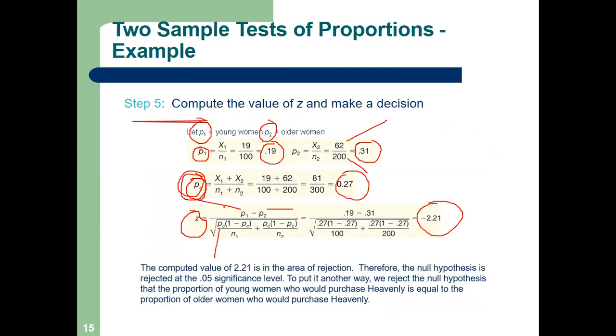How will you write step 5? All of you, please write these two sentences. Computed value of 2.21 is in the area of rejection. See, plus or minus does not matter too much. Is in the area of rejection. Therefore, the null hypothesis is rejected at 0.05 significance level. Clear? Any query? Please ask.